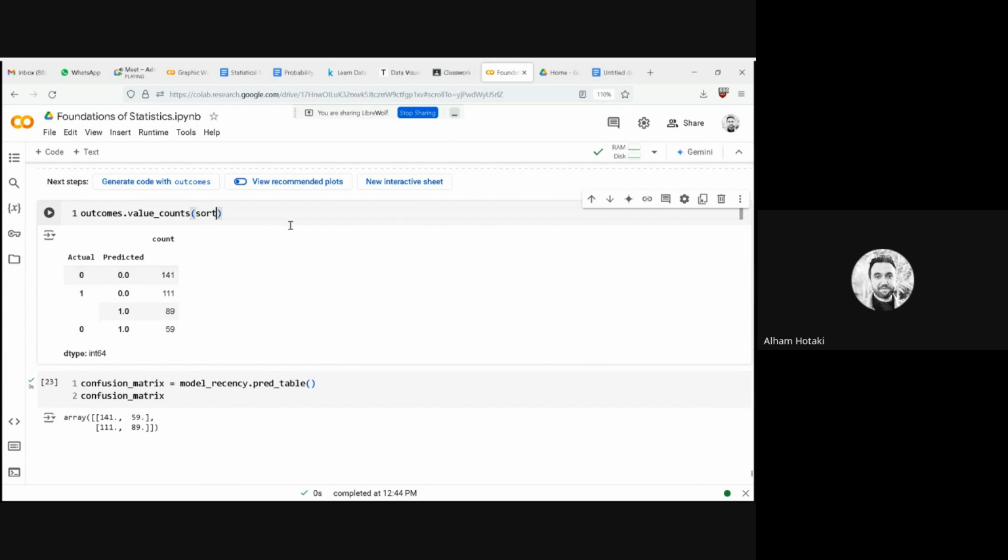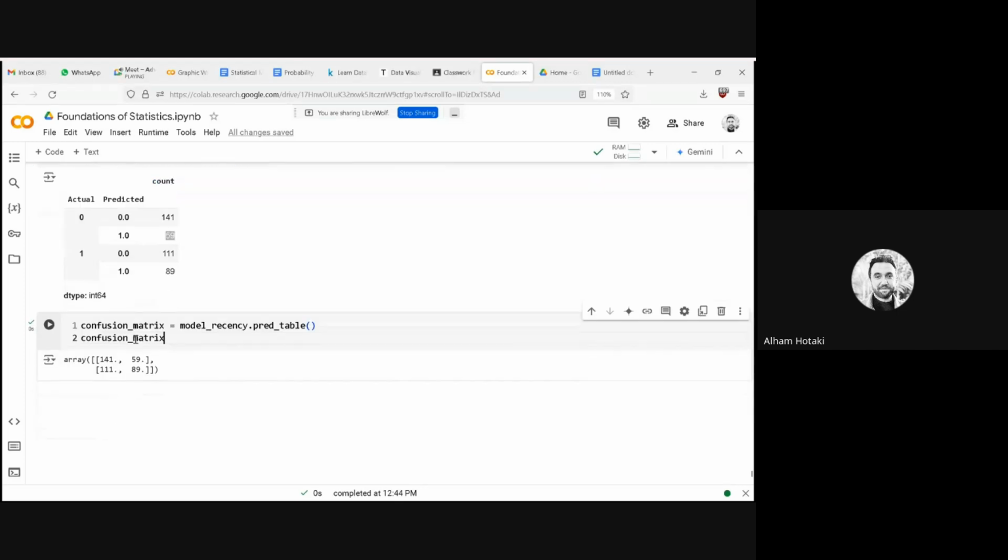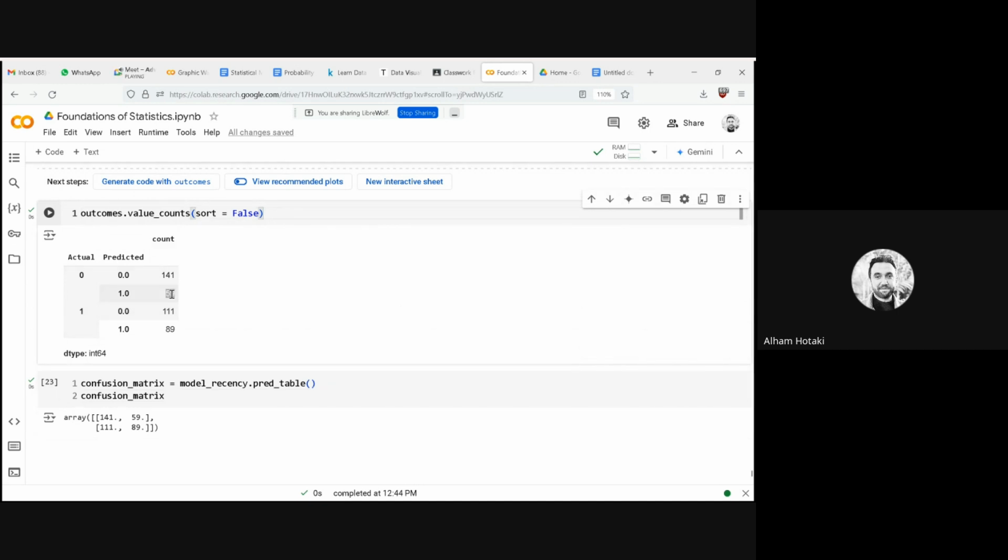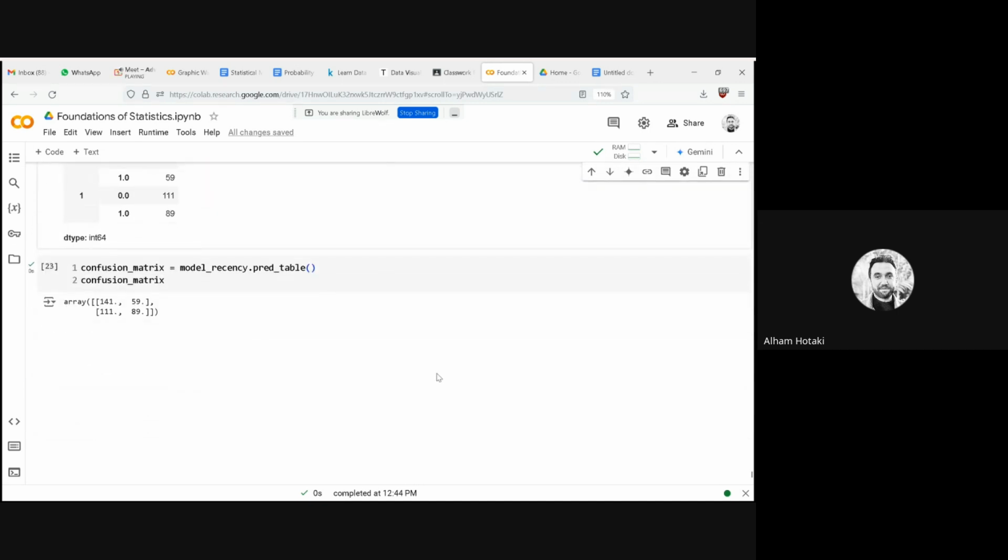Look, this is now perfect. So 141 predicted correctly, 59 incorrectly. See, in the second category, 111 predicted correctly, 89 incorrectly. See, for both classifications, for actual ones. So this is the type of confusion matrix that we have developed here.